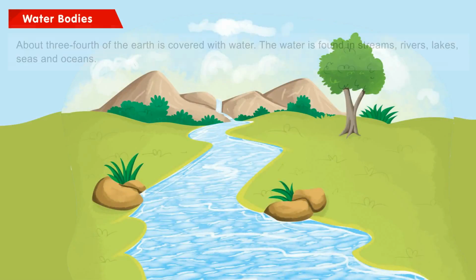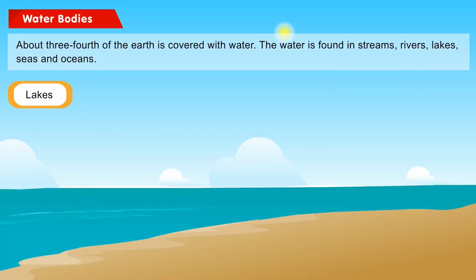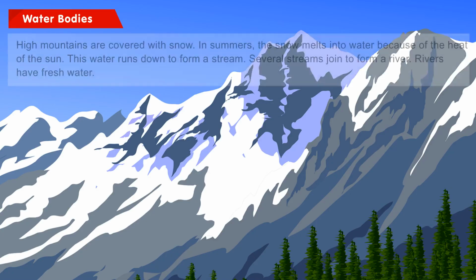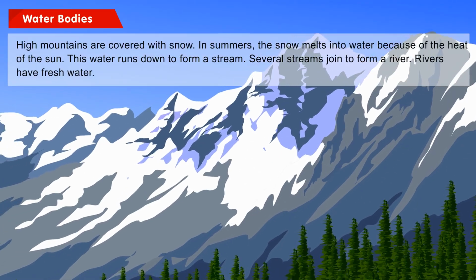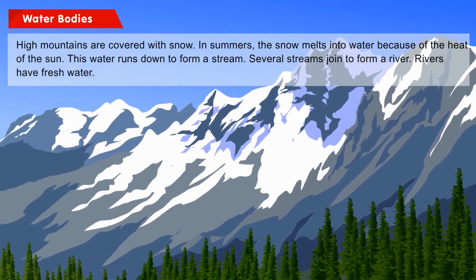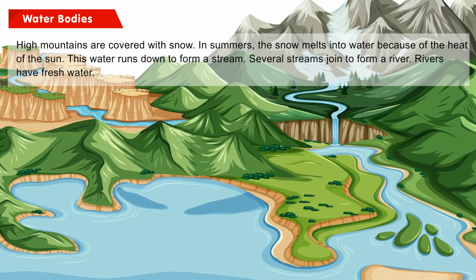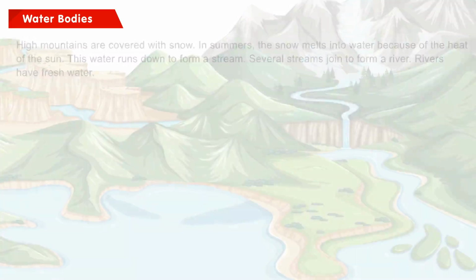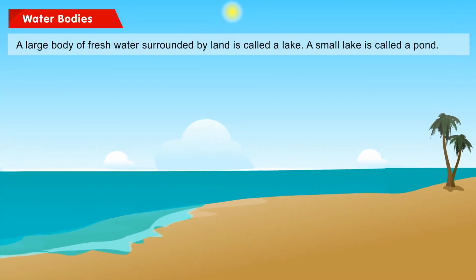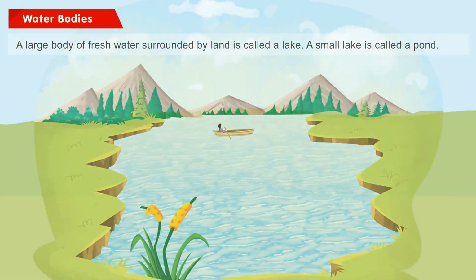Water bodies. About 3/4 of the Earth is covered with water. The water is found in streams, rivers, lakes, seas and oceans. High mountains are covered with snow. In summers, the snow melts into water because of the heat of the sun. This water runs down to form a stream. Several streams join to form a river. Rivers have fresh water. A large body of fresh water surrounded by land is called a lake. A small lake is called a pond.